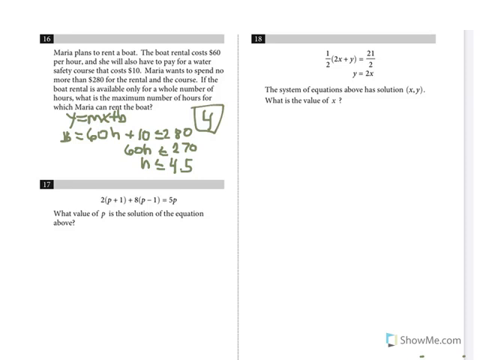2 times the quantity p plus 1, plus 8 times the quantity p minus 1, equals 5p. What value of p is the solution of the equation above? This is just straightforward solving for p. So we're going to use our distributive property: 2p plus 2 plus 8p minus 8 equals 5p.